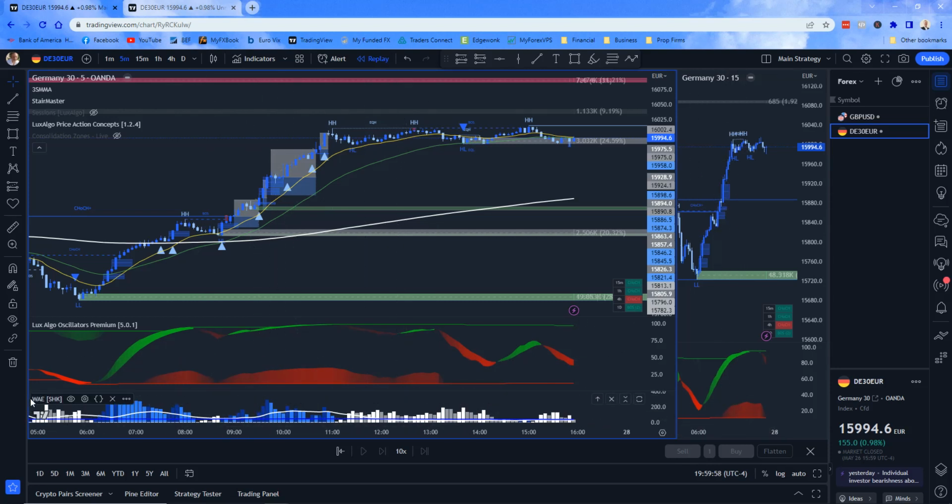And then lastly, I have a volume piece. This one is the Waddah Attar Explosion. It is free. You can get your own right on TradingView if you like it. Want to use it, that's fine. I like this particular volume indicator because it not only shows volume, but it tries to identify, in theory, the difference between buyer volume and then seller volume.